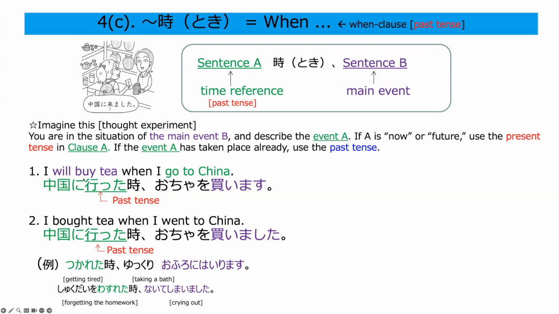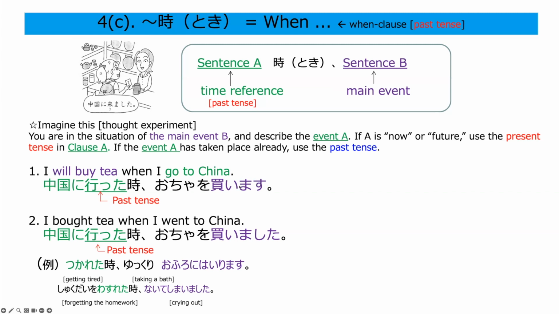So this is again a past tense example, the same example taken from the textbook. Here again, Mary-san. She said, 中国に来ました. I came to China. So imagine she's already in China, right? Then buying a bag of tea here. Okay. Then the sentence is like this. 中国に行ったとき、お茶を買います。Then the translation is, when I go to China, I will buy tea, right? Present tense, so referring to the future, I will buy tea.